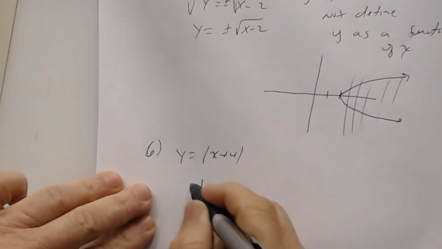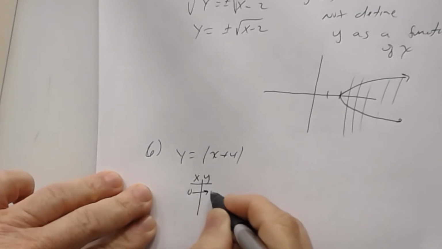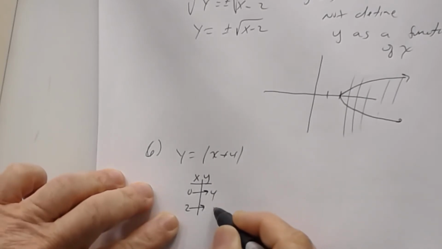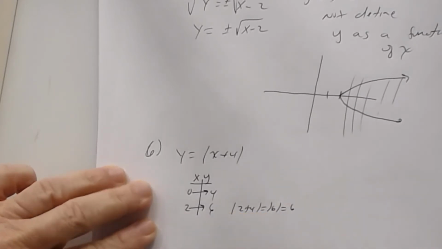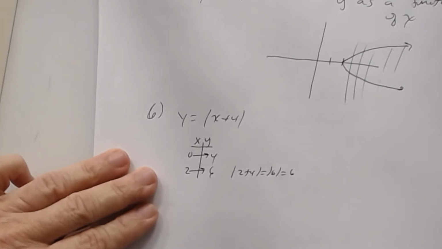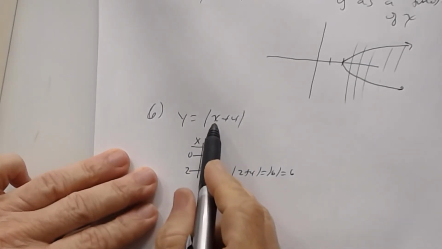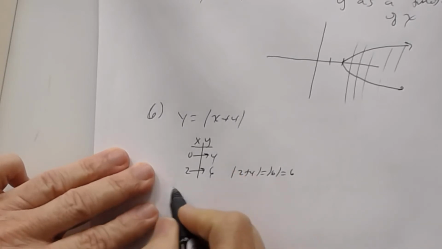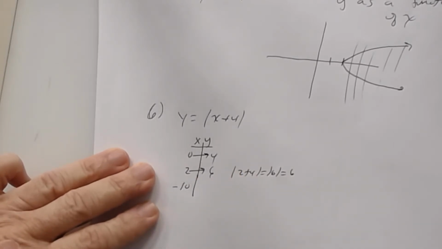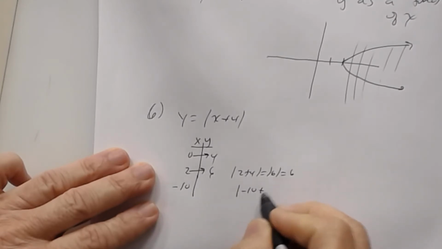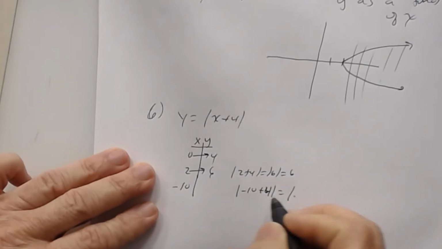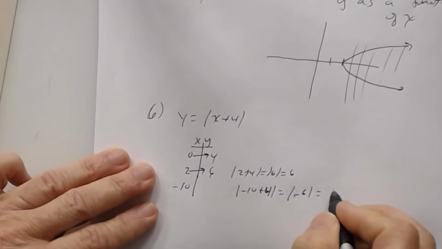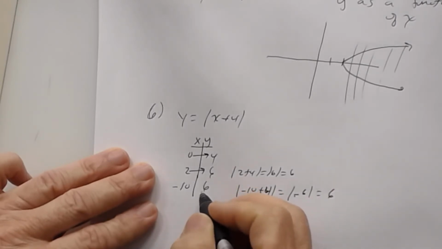When x is 0? 4. y is 4. When x is 2? y is 6, because the absolute value of 2 plus 4 is the absolute value of 6, which is 6, right? Negative 10. When x is negative 10, I got the absolute value of negative 10 plus 4, which is the absolute value of what? Which is 6. So I get 6 again.